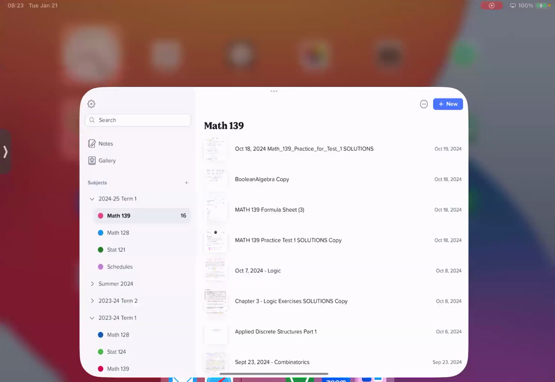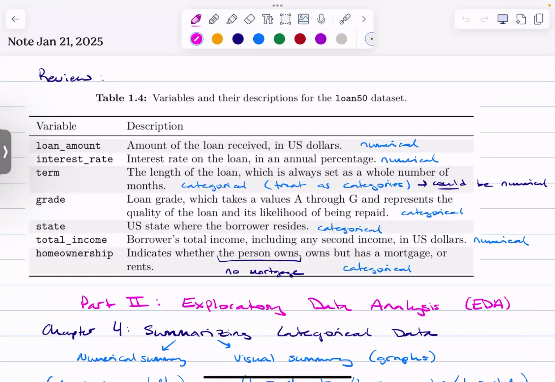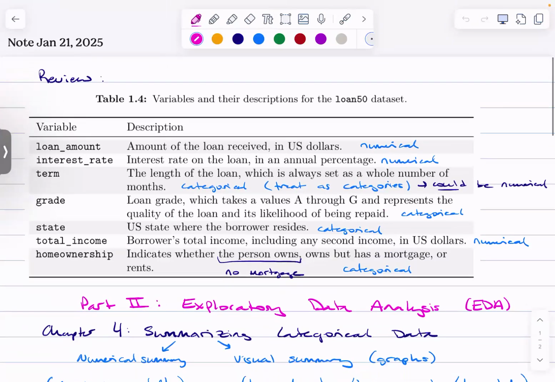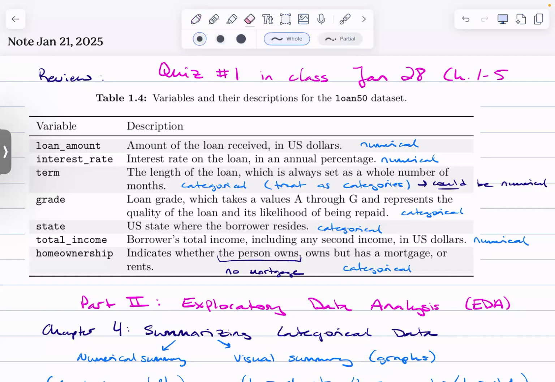Let's write that down. I've already used pink. I gotta go more pink. No, there is nothing more pink. Quiz number 1 in class, January 28th, and it'll be on chapters 1 through 5. It looks like a bracket. Okay. And it'll just be a 50-minute quiz, then chapter 6.